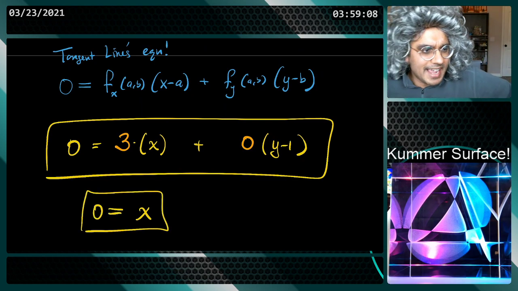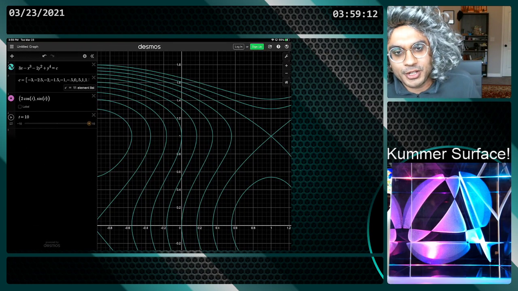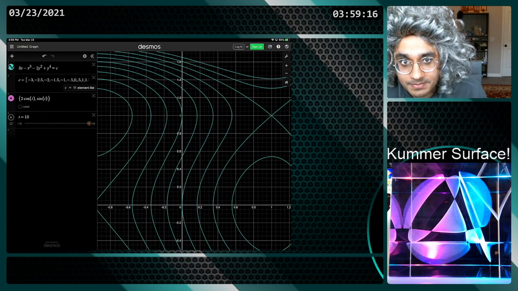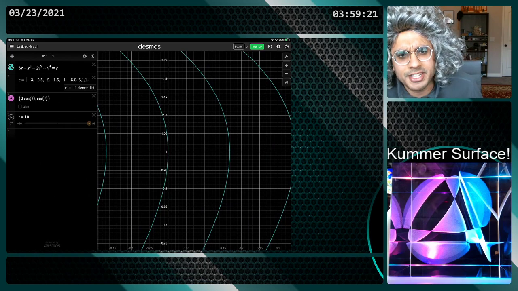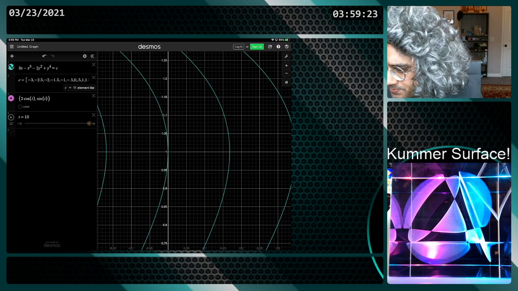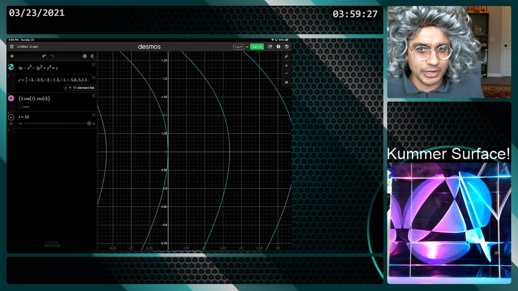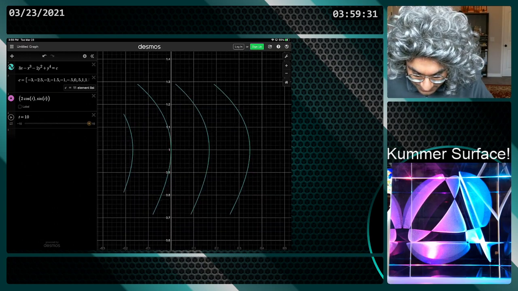Now, what is the line x equals 0? It's the vertical line, the y-axis, which indeed is the tangent line to this level set. It's all very simple and in agreement with what I promised. Okay? Awesome.